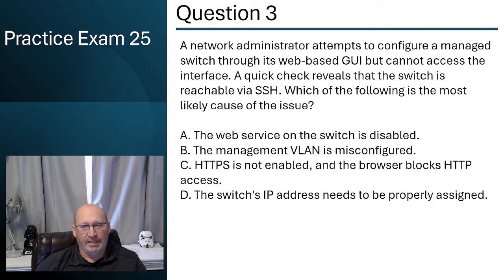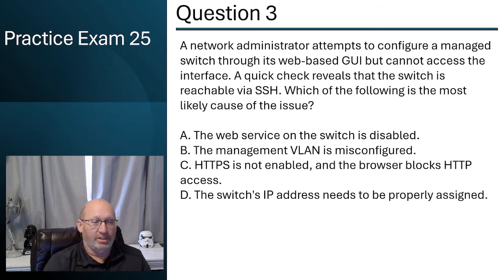Between A and B. Well, if you said B, the management VLAN is misconfigured, you'd be incorrect. It is A. The web service on the switch is disabled. If you connect via SSH, we're able to go in through SSH and get that command line interface. But when we try to do it through the web interface, the GUI isn't showing up. That means there's a problem with the web service, because the web service is responsible for hosting that GUI. Which means the web service on the switch is disabled. That's going to be our answer. A is going to be the right answer on this one.